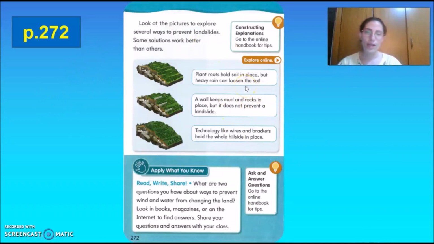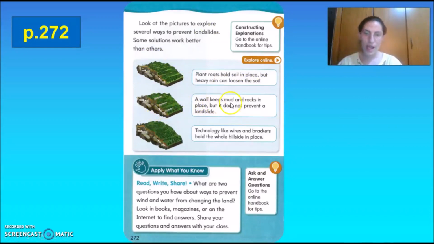And we know that we'll get a lot of heavy rain during the winter season. That's why this won't be a great solution, because the heavy rain will loosen the soil and then landslides will occur. That's why they started thinking of something else, such as building walls.